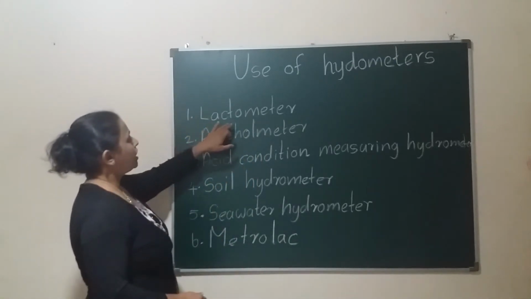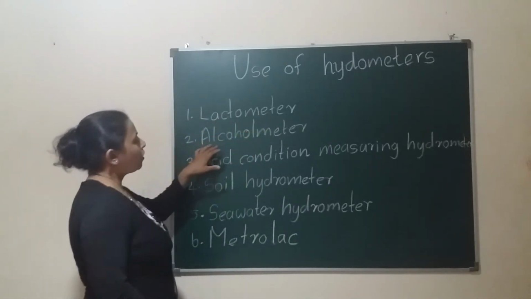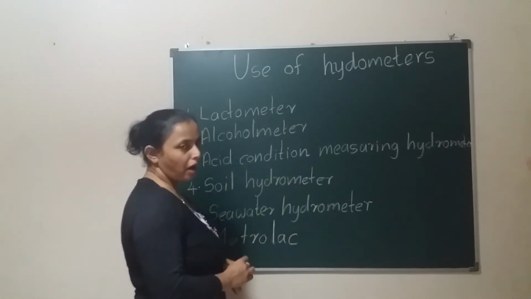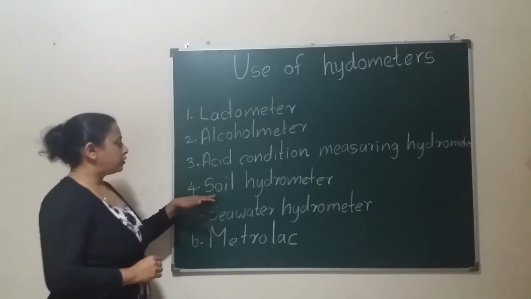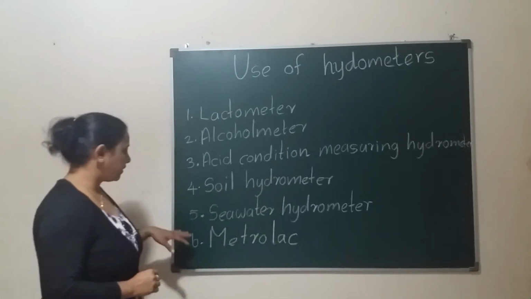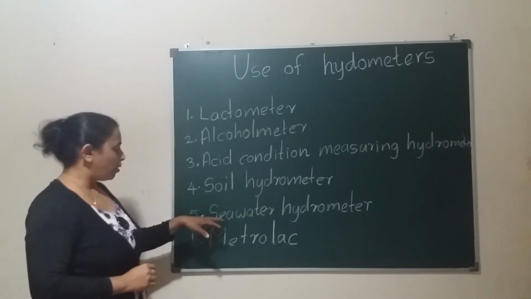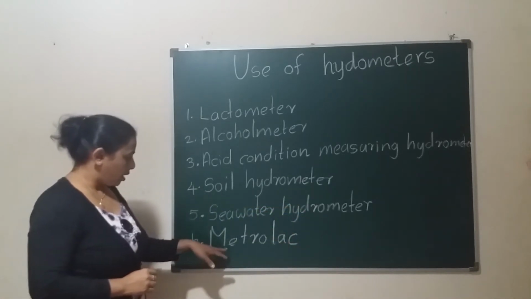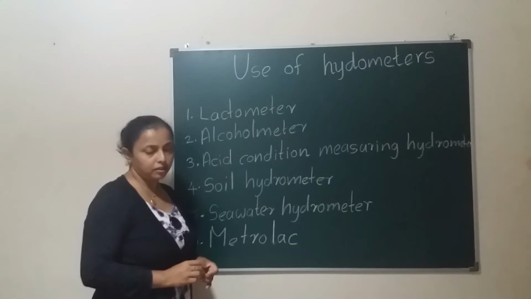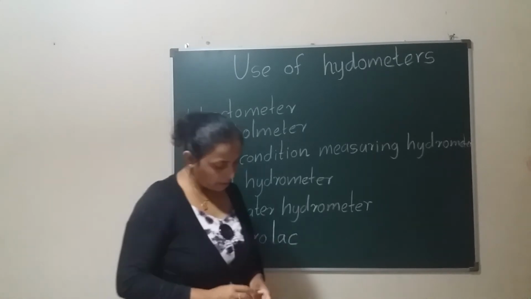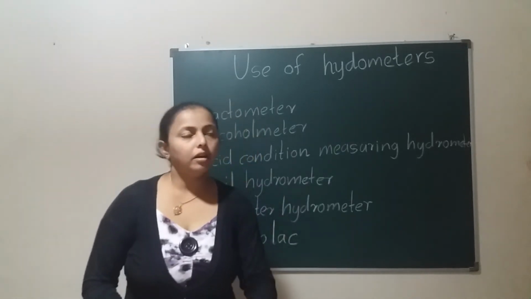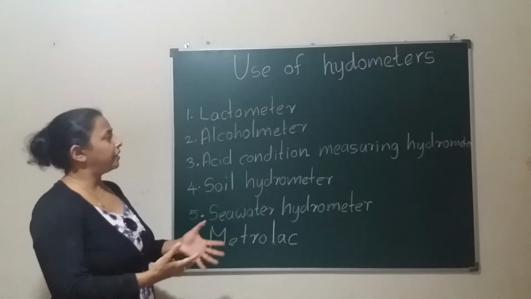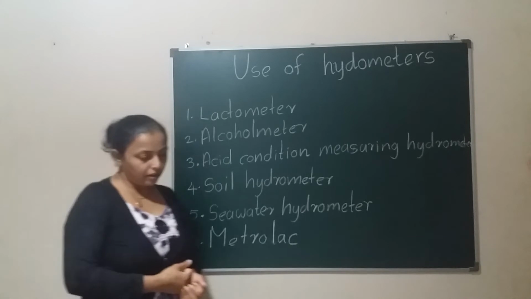First one, lactometer, alcohol meter, acid condition measuring hydrometer, soil hydrometer, sea water hydrometer, and metrolab. That is, we'll see what the hydrometers are.